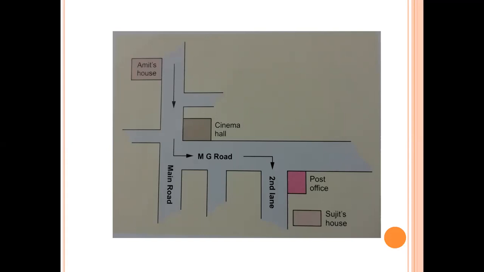Such a drawing would not be drawn to any scale, nor would it have all the features of the area drawn in detail. Sujit would probably draw some landmarks though to help Amit find his way. This kind of a rough drawing of an area is called a sketch.